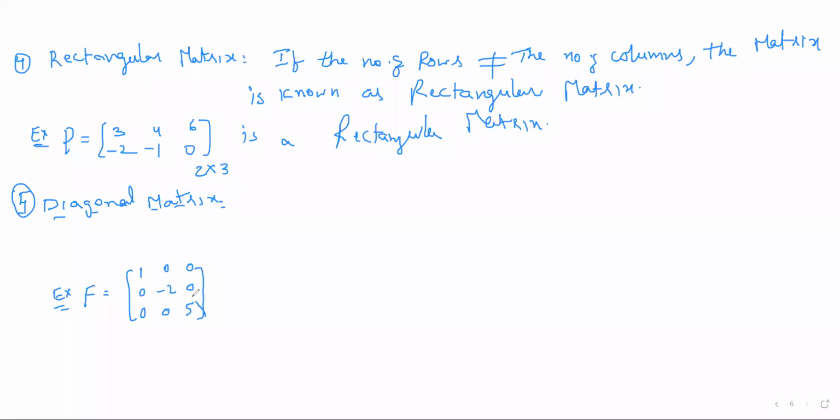Okay, the corner positions of a square matrix are known as the principal diagonal or diagonal positions, and the elements are known as principal diagonal elements. So only the elements in the principal diagonal positions are non-zero, and all remaining elements are zeros. That is called a diagonal matrix.